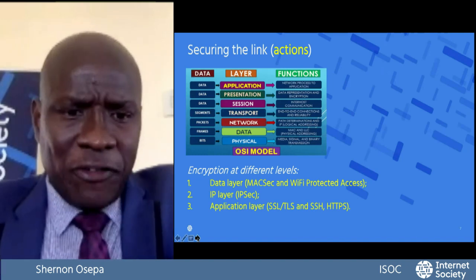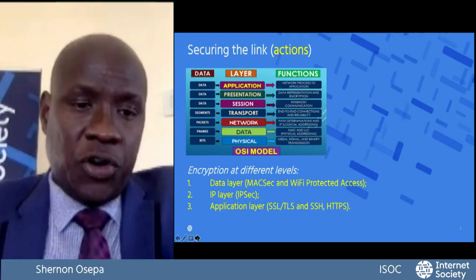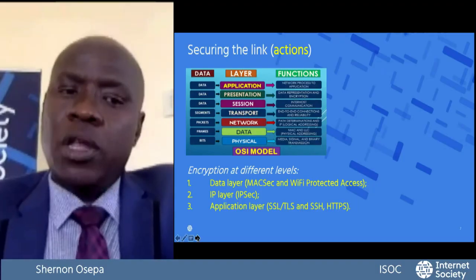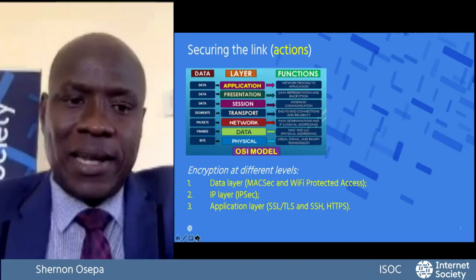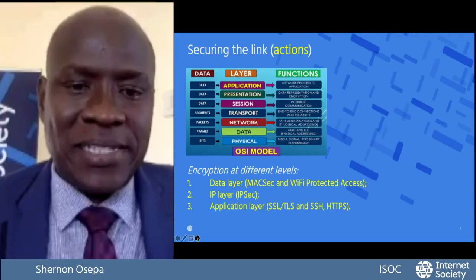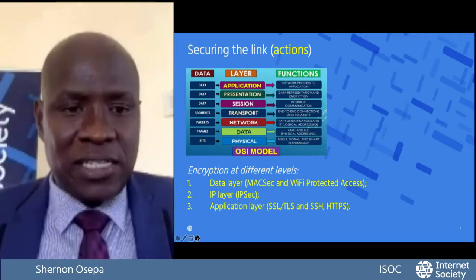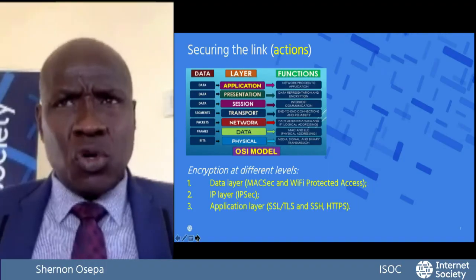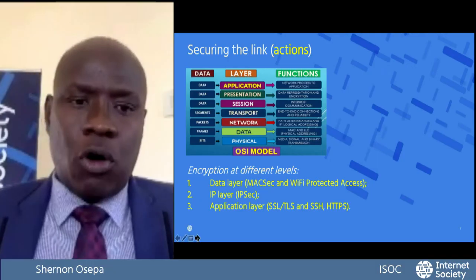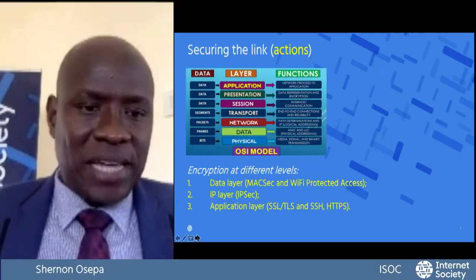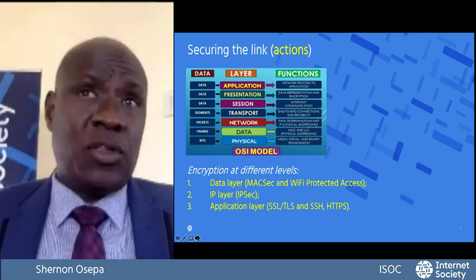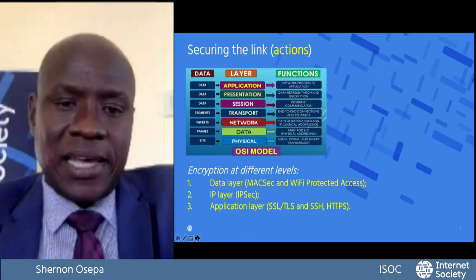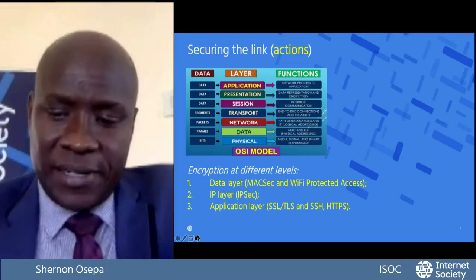And there are a few levels on which you can apply encryption. For example, the first one is what we call security on the data layer, where you have technologies like MACsec and Wi-Fi Protected Access. Those of you who are more familiar with the OSI model will recognize this. On the IP layer, we can use IPsec. And then on the application layer, you can use SSL, TLS, etc.